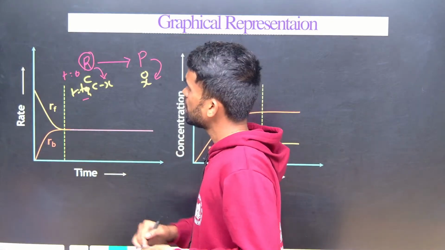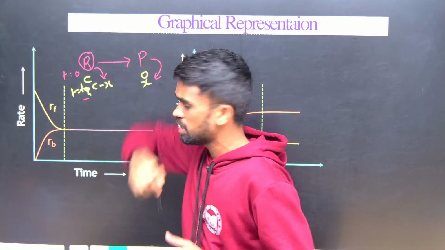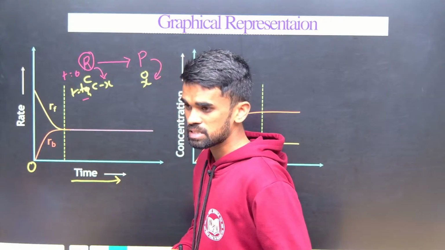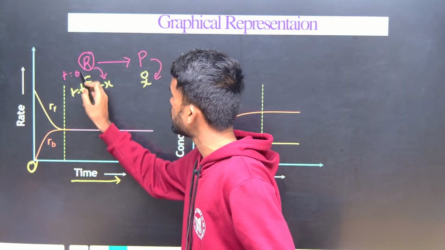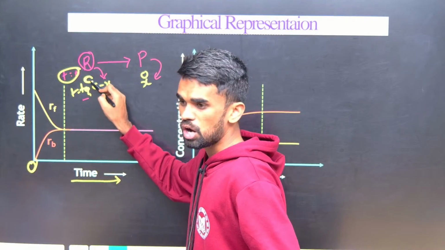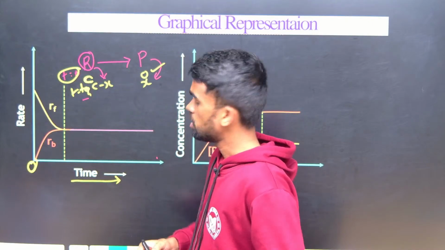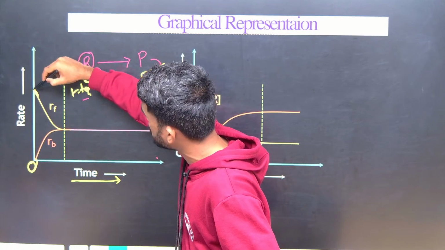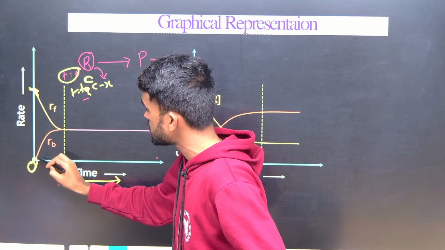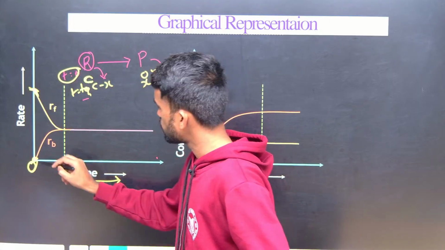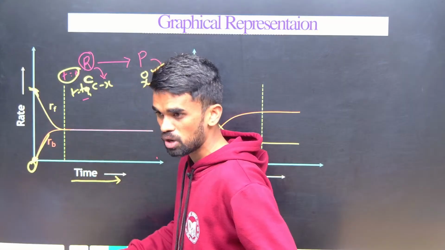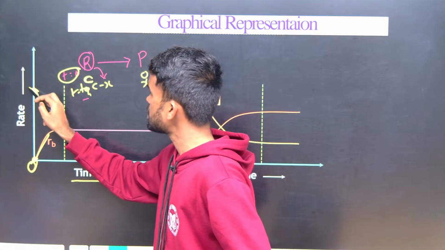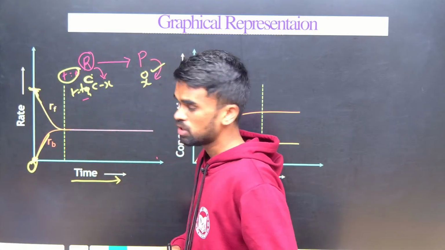Okay, so now initially, during the reaction at time t0, I am taking time on this axis. At time t0 we have only reactant concentration, and product concentration is 0. That's why at 0 I am starting the concentration of reactant from here, but the product concentration is 0. That's why the rate of backward reaction starts from down, and the rate of forward reaction starts from maximum. This is the maximum concentration of reactant here.